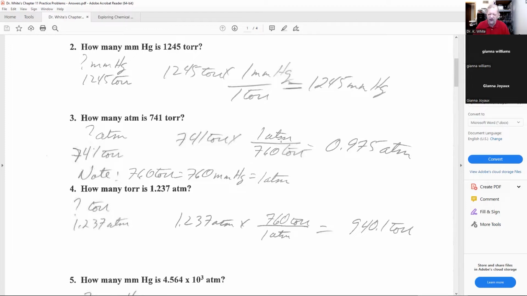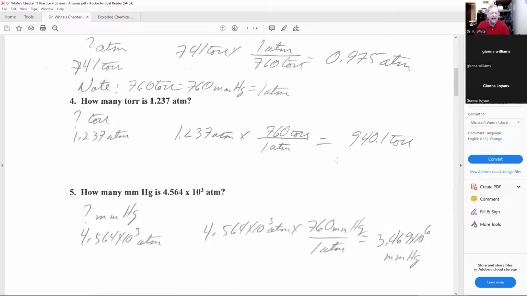We're trying to go from 741 torr to atmospheres. How do you figure out that ratio? Whatever you're trying to get to, the units go on top. Whatever we're trying to get rid of goes underneath. And where do we get a relationship between atmosphere and torr? 760 torr equals 1 atmosphere. These are exact numbers, 3 significant figures. Your answer, you need to round off to 3 significant figures.